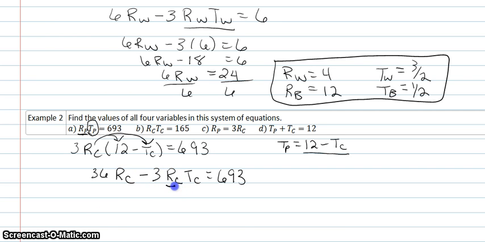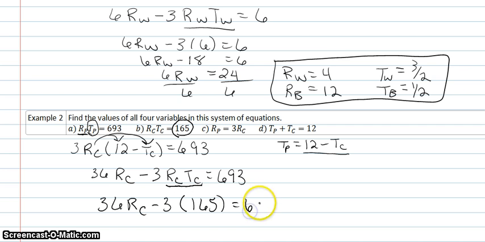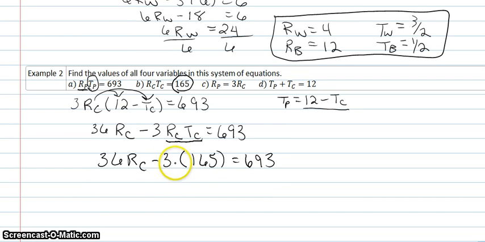Alright, now the R sub C and T sub C, that equals 165. So I can go ahead and replace that with 165. So 36 R sub C minus 3 times 165 equals 693. Then I need to go ahead and multiply the 3 times my 165, so it'll be minus 495. Everything else stays the same at this point.